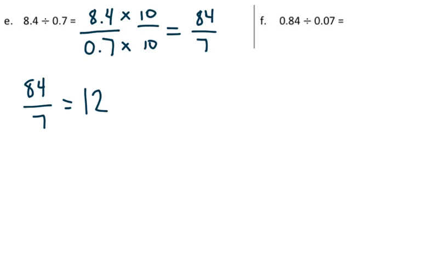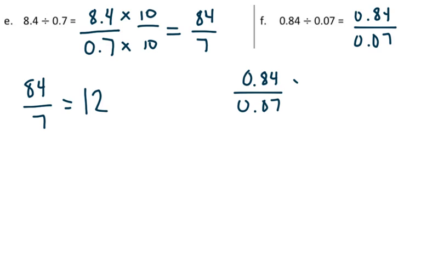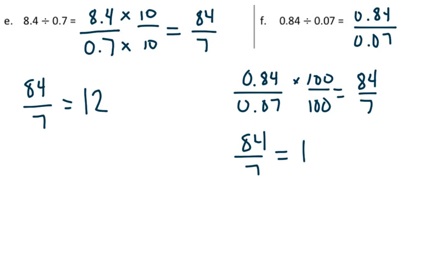And now we have 84/100ths. So let me write that here. Divided by 7/100ths. So to get rid of the decimal in this one, we have to multiply it by something that's equivalent to 1, and I'm going to multiply it by 100 over 100. So again, I have 84/7, and 84/7 is still equal to 12.